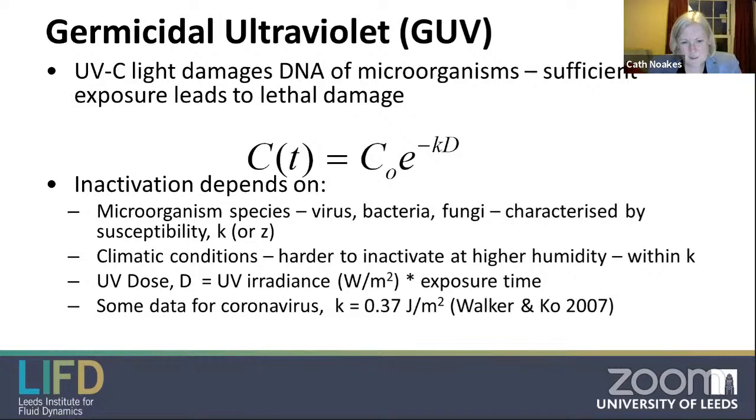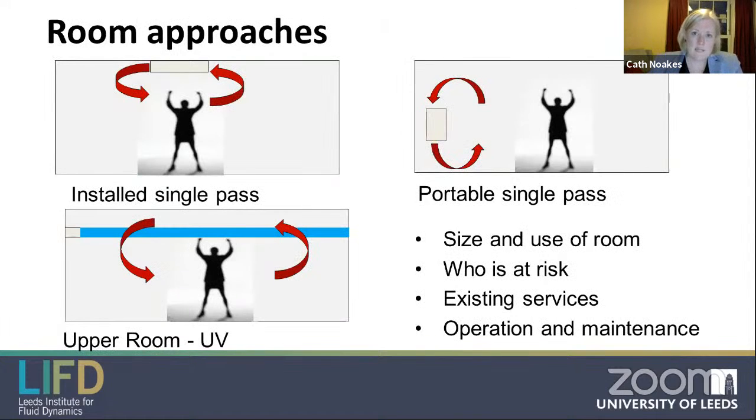There is data for a human coronavirus. It's not SARS-CoV-2, but it does suggest that it's a relatively easy microorganism to inactivate. The data would suggest that so far. So there are different ways in which you can apply such a device. You can put one basically in a box in a room with a fan and draw the air through it, and that can either be installed, a little bit like an air conditioning unit, or portable plug-in devices which you can move around the room.